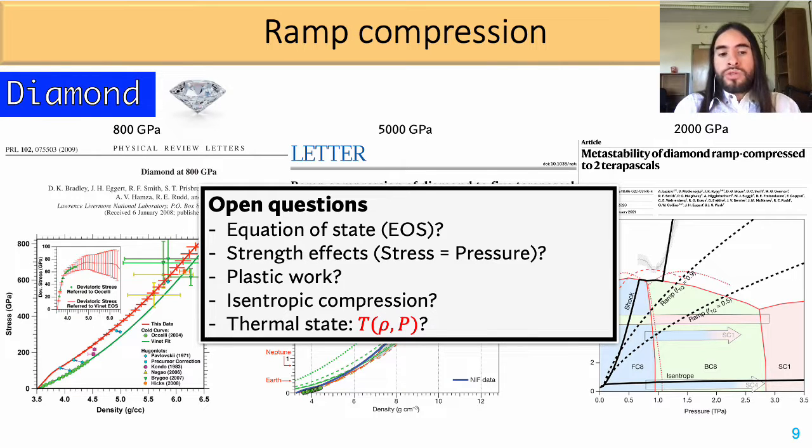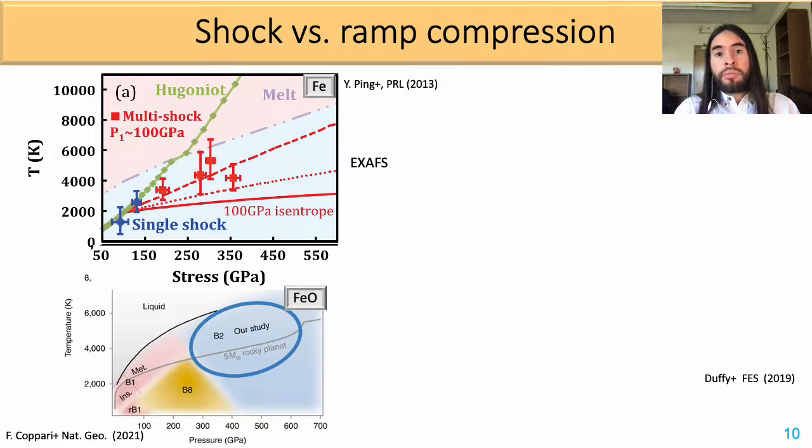So I want to address this question of what is the thermal state of diamond during ramp compression, that would allow us to answer all these questions. There have been efforts to measure the temperature in ramp compression, like the XAFS technique on iron, and also models that have been developed to infer what the temperature could have been in the experiments. But as you can see, the error bars are very large in the measurements, and the uncertainties are also very large in the models. So this does not allow us to claim that the compression is really isentropic, or which isentrope the material is following.